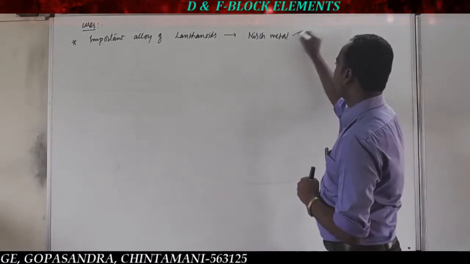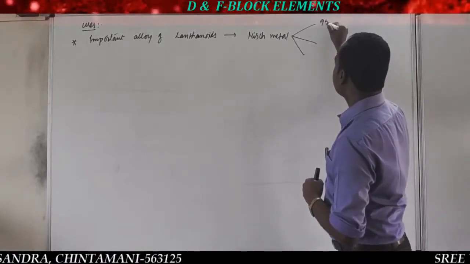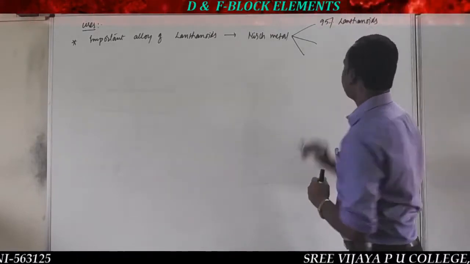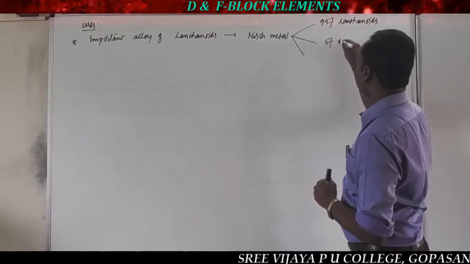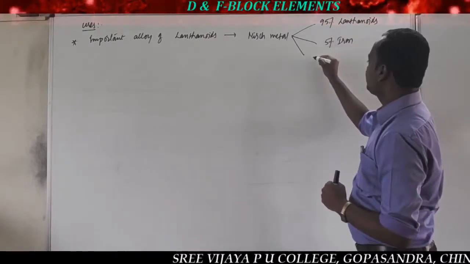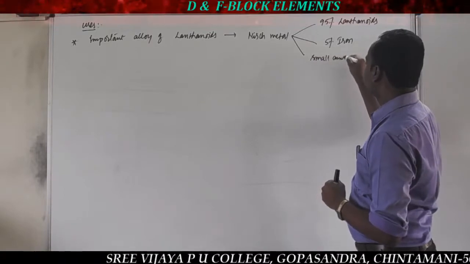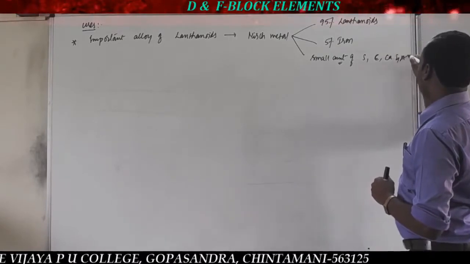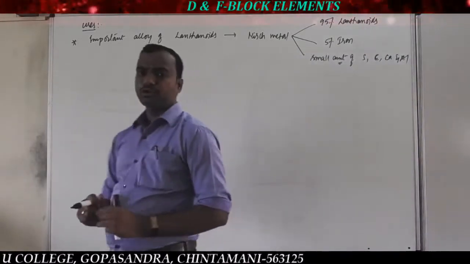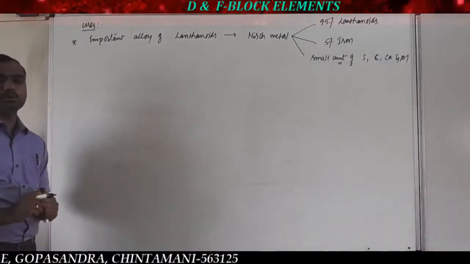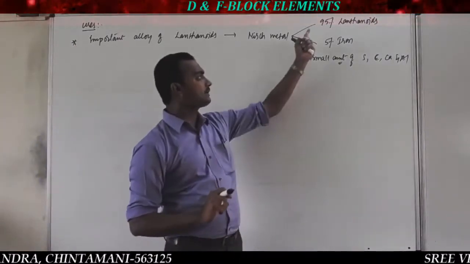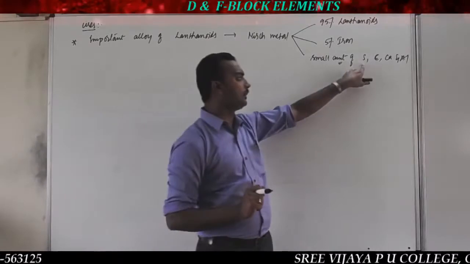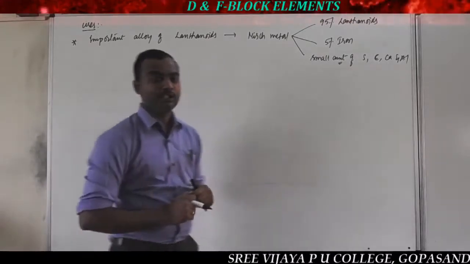And what is the composition of this mish metal? It consists of 95% of lanthanides and 5% iron, and a small trace amount of sulfur, carbon, calcium, and aluminum. So that is the important composition of mish metal, an important alloy of lanthanides. So where are we going to use this?